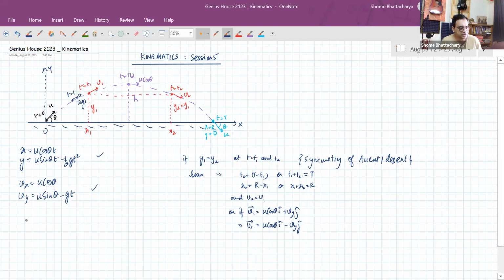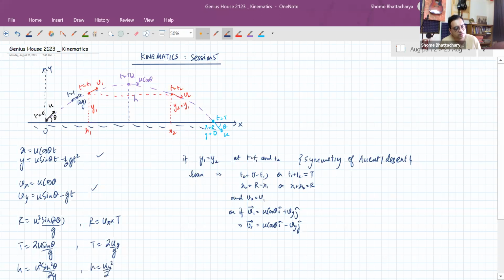And this gives us the standard formula that range is u square sine 2 theta by g. But I told you the better way to remember the concept of range is that it is ux multiplied by time of flight. Time of flight is 2u sine theta by g. But conceptually, the way to remember it is that it is 2uy divided by g. And maximum height is u square sine square theta divided by 2g. Conceptually, the way to remember it is that it is uy square by 2g.